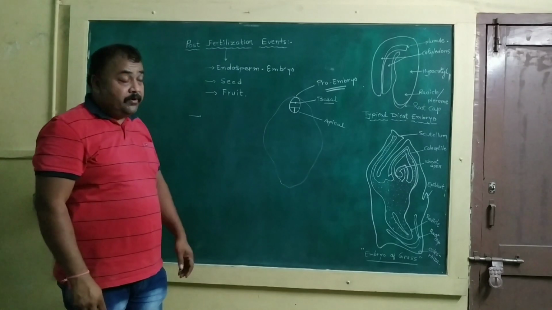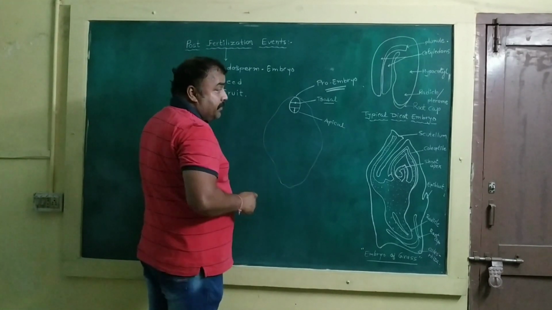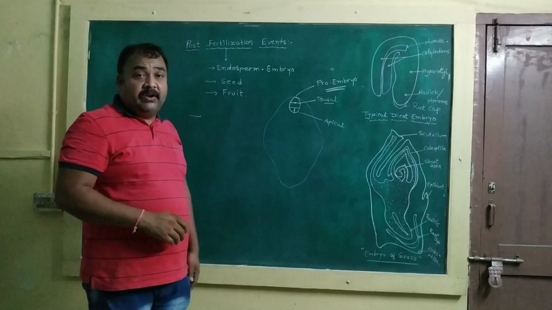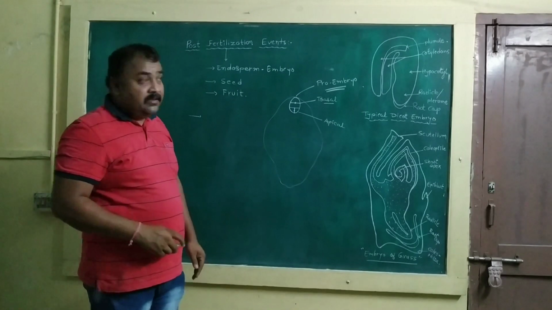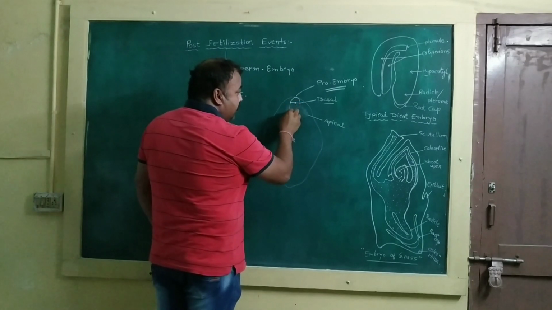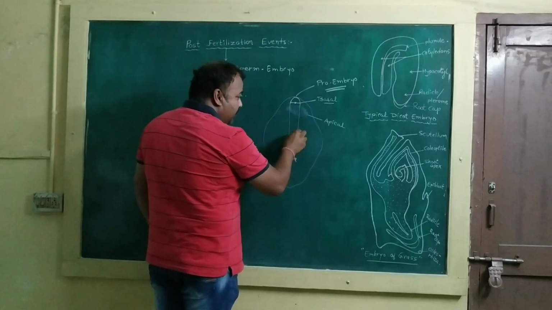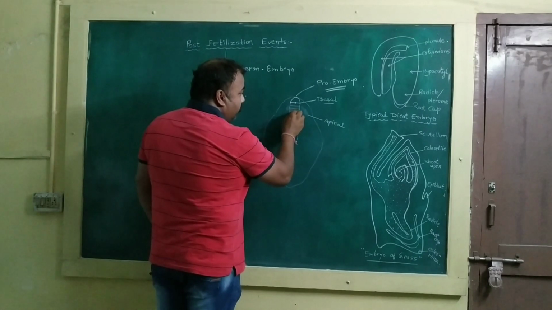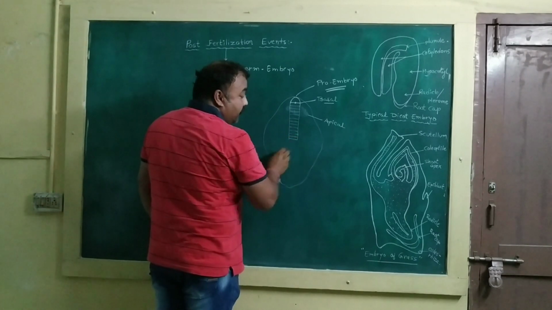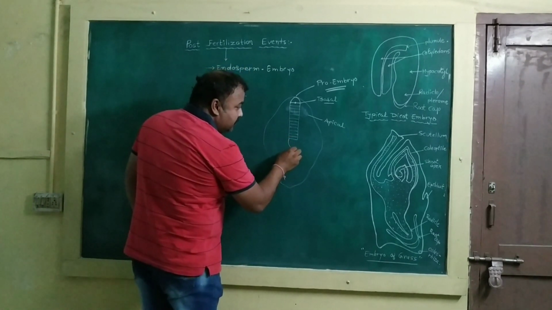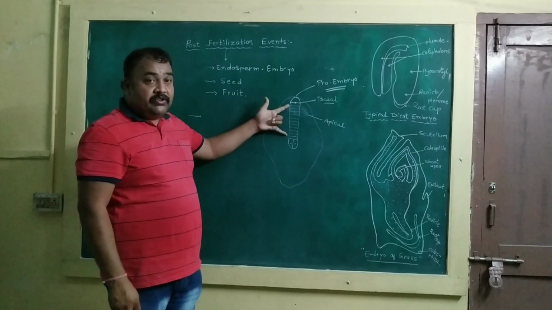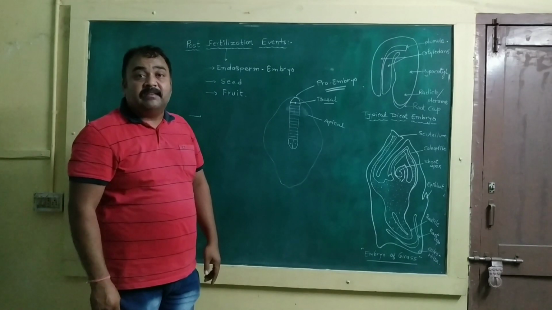It is known as proembryo. Now what happens? The middle basal cell will undergo continuously numerous transverse divisions, and as a result, what will happen after some time? A long, slender, rod-shaped structure is produced, which is made up of 20 to 25 cells. This structure is known as suspensor.